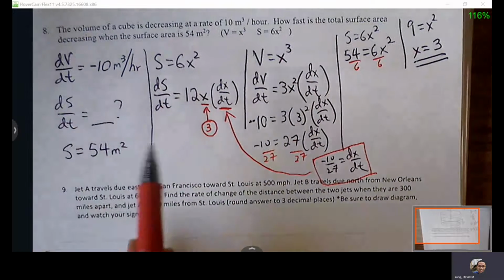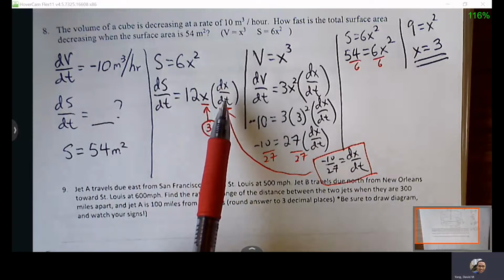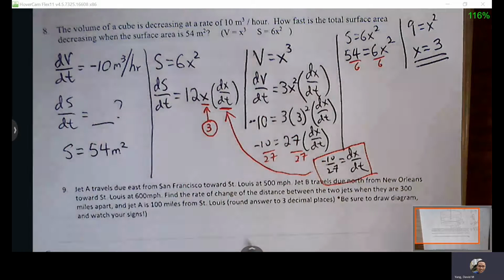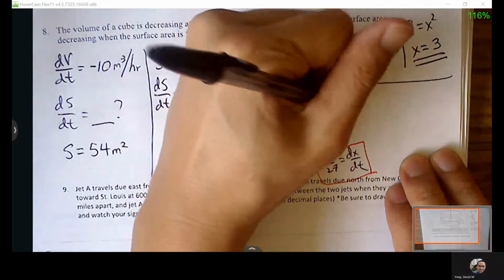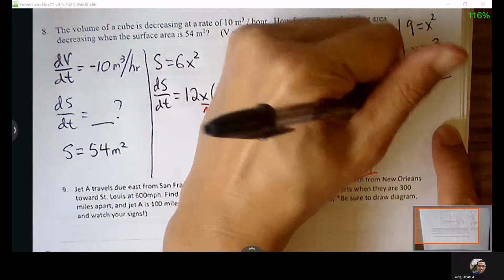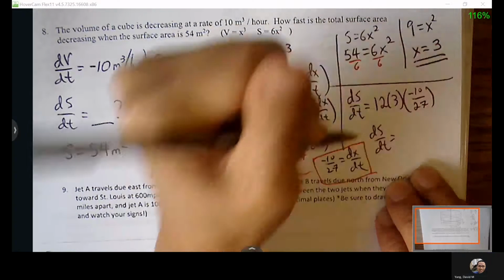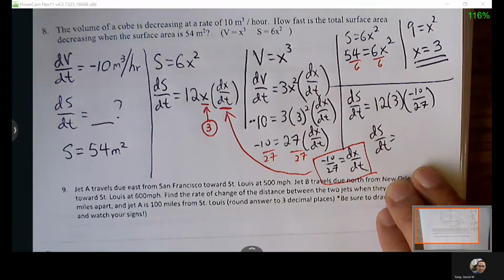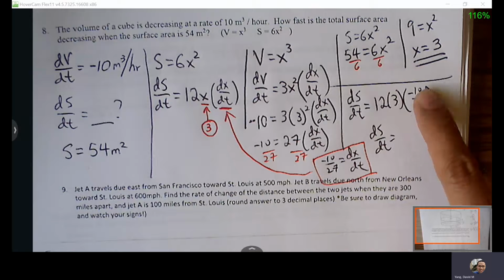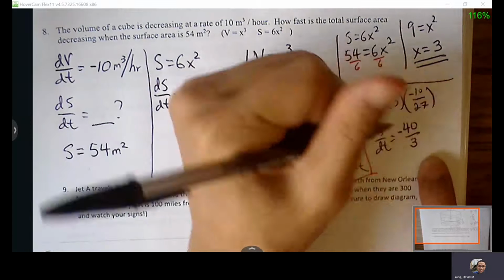I think we're getting close to our answer, right? dS/dt, we found x using information from surface area. We found dx/dt using information from dV/dt. So 12 times 3 times negative 10 over 27, so negative 360 over 27. Use your calculator to reduce it. Yes, calculator on the test.